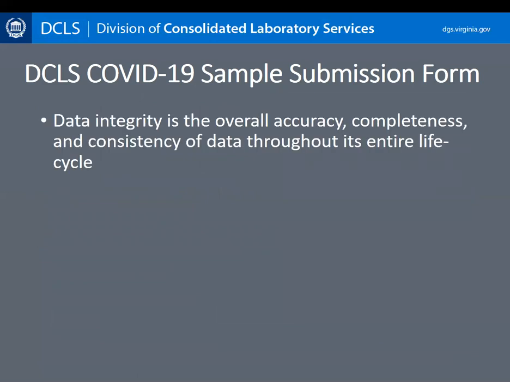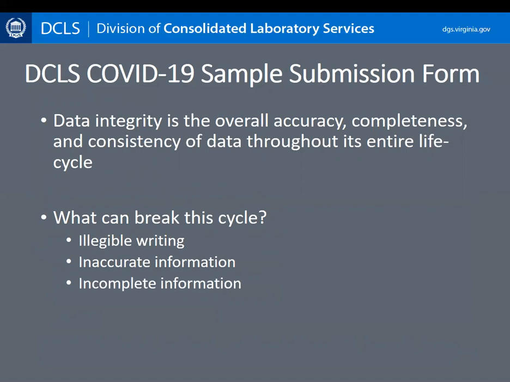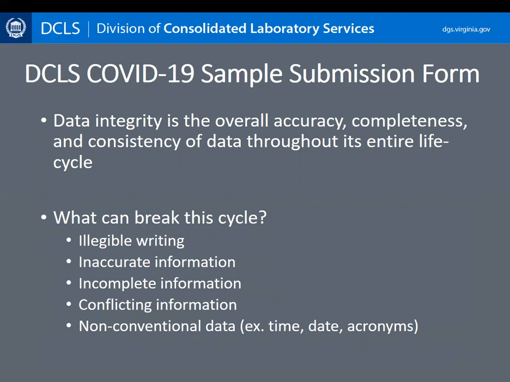Data integrity is the overall accuracy, completeness, and consistency of data throughout its entire life cycle. As we review the fields in the DCLS COVID-19 sample submission form that you will be completing, pay close attention to critical components that can break this cycle, such as data that is illegible, inaccurate, incomplete, containing conflicting information, or containing non-conventional data such as time, date, or acronyms.